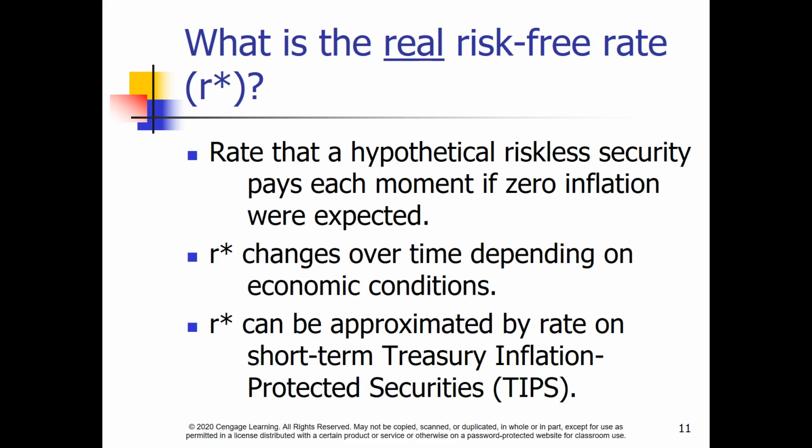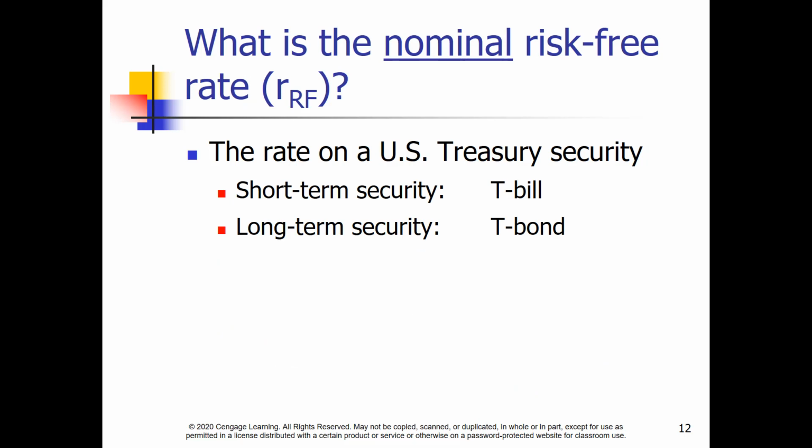The real risk-free rate is unobservable. It assumes no inflation. If an approximation is needed, the rate on Treasury inflation-protected securities, TIPS, provides the best proxy. The nominal risk-free rate is estimated by the real risk-free rate, R*, plus the expected inflation premium. There is no truly risk-free security, but the closest is a short-term Treasury security. For valuing a longer-term asset, the Treasury bond.